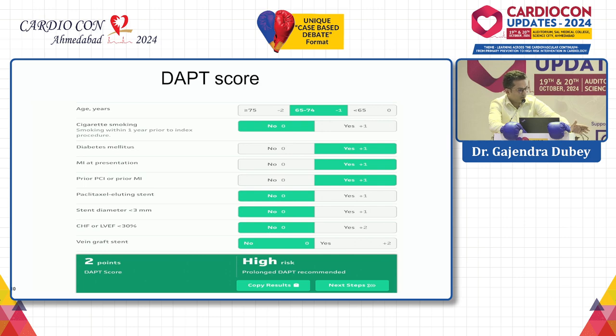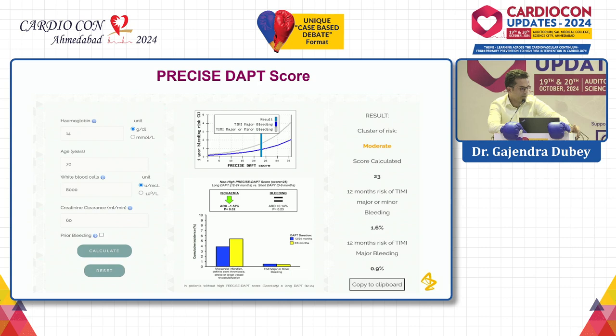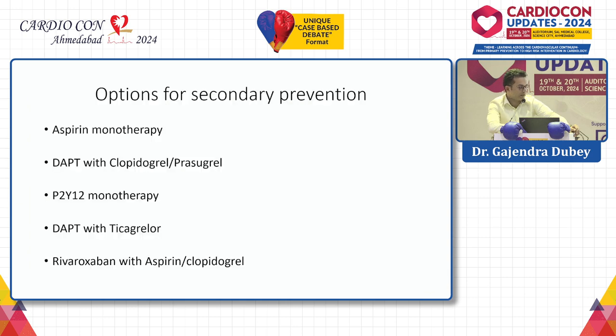A few values were missing, but I have assumed a few things. Even after assuming a few things, the DAPT score comes out to be 2 points, which qualifies as a relatively high thrombotic risk. And similarly, the PRECISE-DAPT score, which tells us about the bleeding risk of the patient, if we assume that he had no prior bleeding and his hemogram etc. is normal, is around 23, which comes into moderate risk of bleeding. So this patient is likely to benefit from extension of DAPT, and these scores were derived from the DAPT trial.